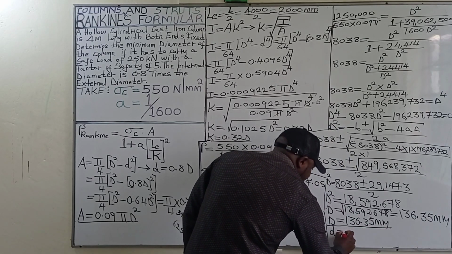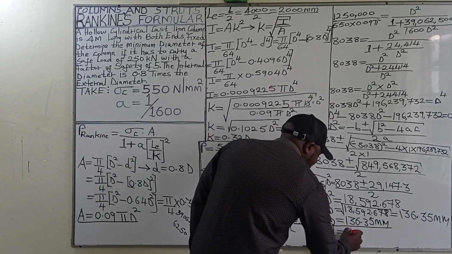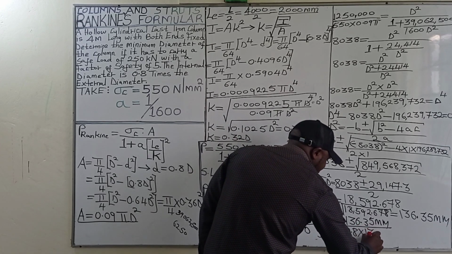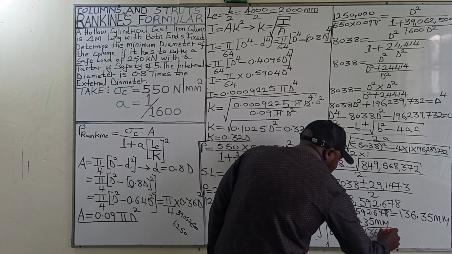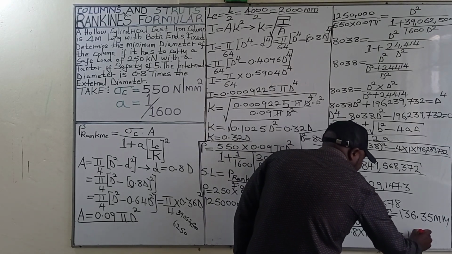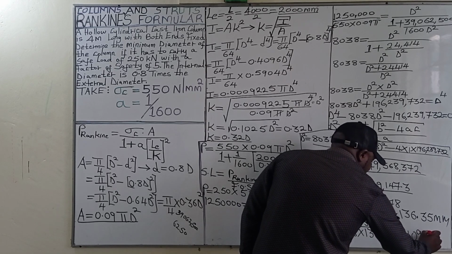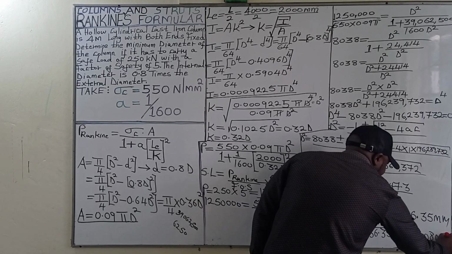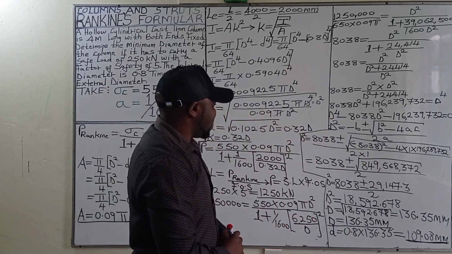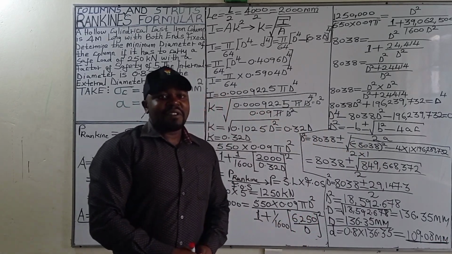The internal diameter, on the other hand, we are told that it is 0.8 times the external diameter. So 0.8 times 136.35 millimeters, which happens to be 109.08 millimeters. Therefore, that is the internal diameter. So, ladies and gentlemen, that's how we go about this question.